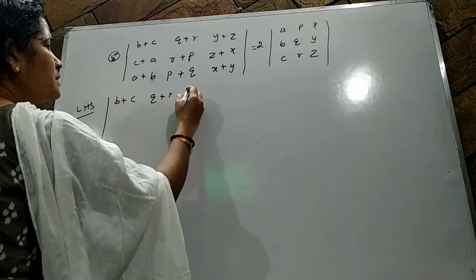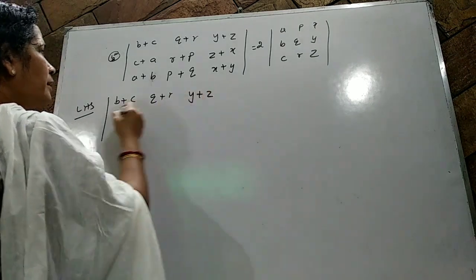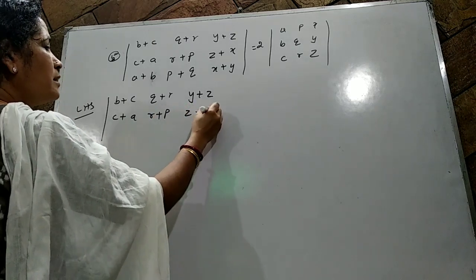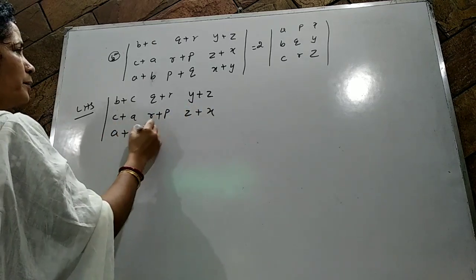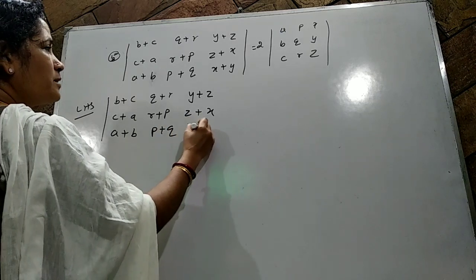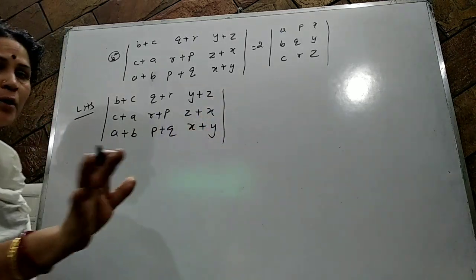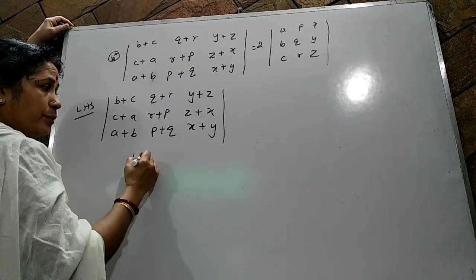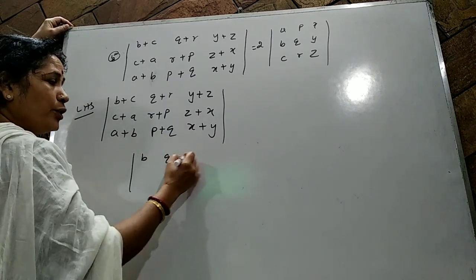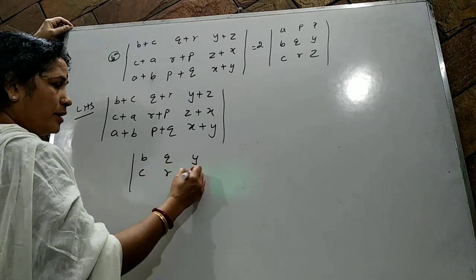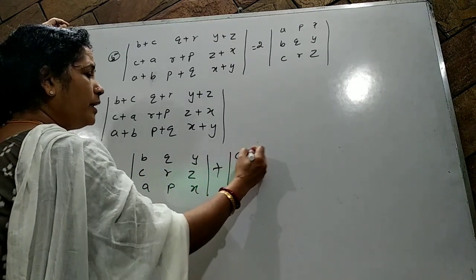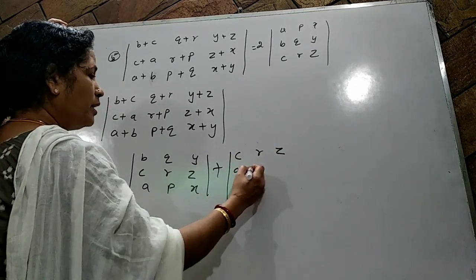Now, Q plus R, Y plus Z, and then C plus A, R plus P, and then Z plus X, and then A plus B, and then P plus Q, and then X plus Y. Now, better listen, what mistake generally you do, you cannot split into two determinants. Yesterday I told you what they do like this, R, Z, then A, P, X, and then plus. This is completely wrong. Are you clear what I'm saying?